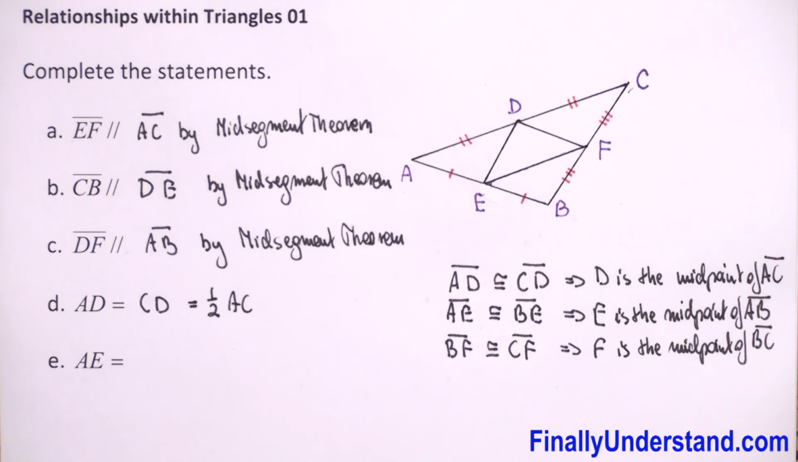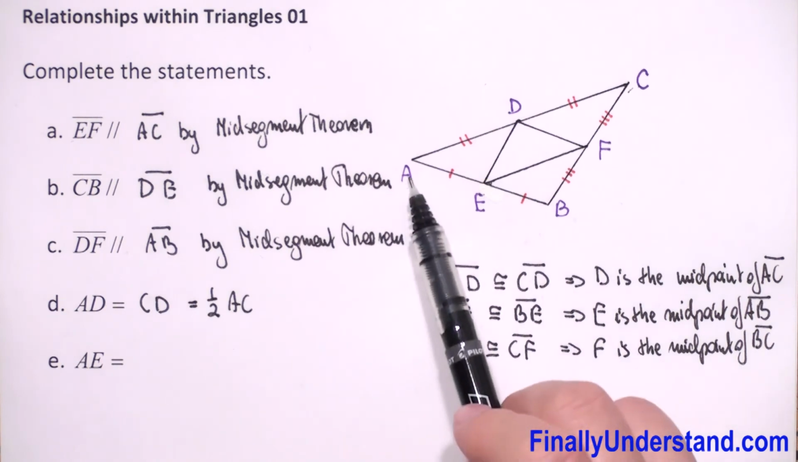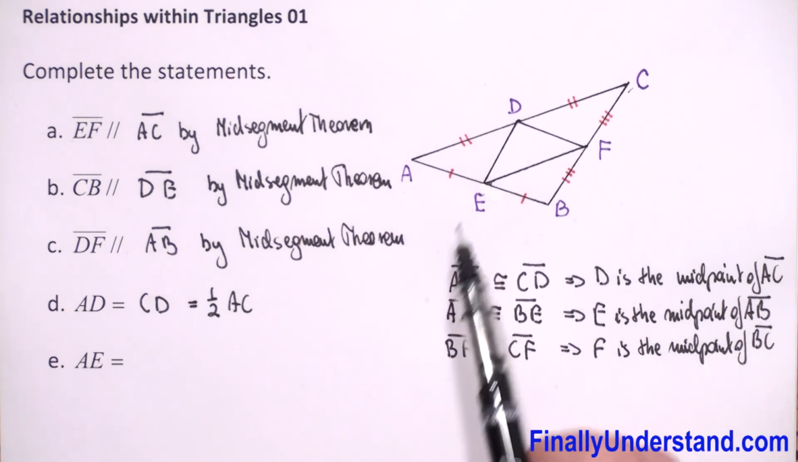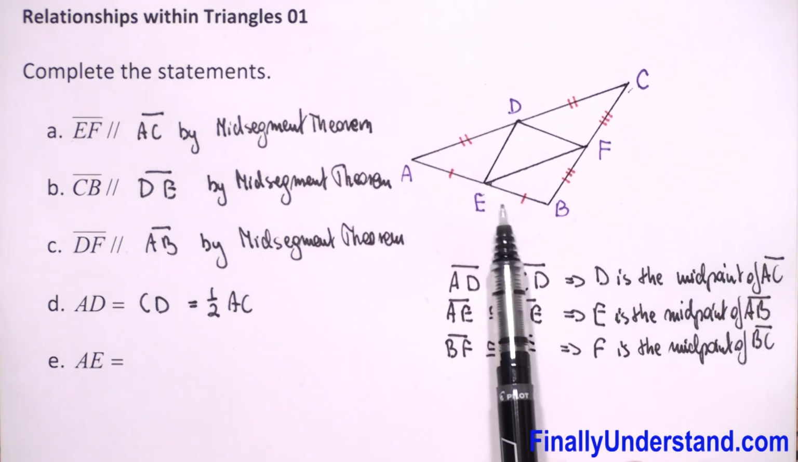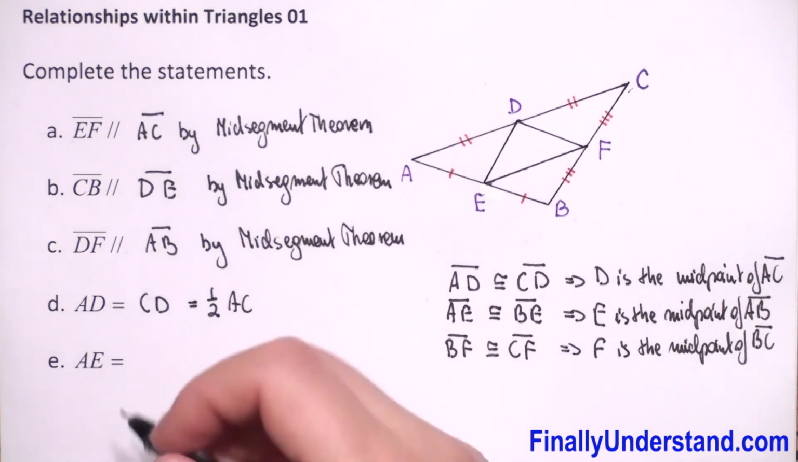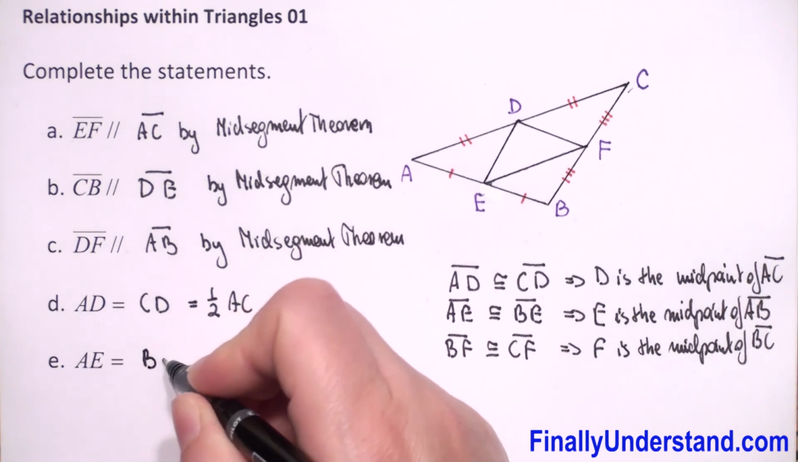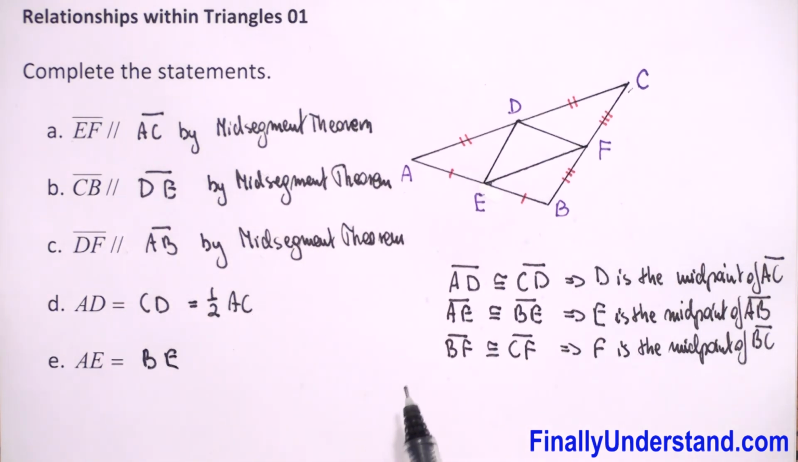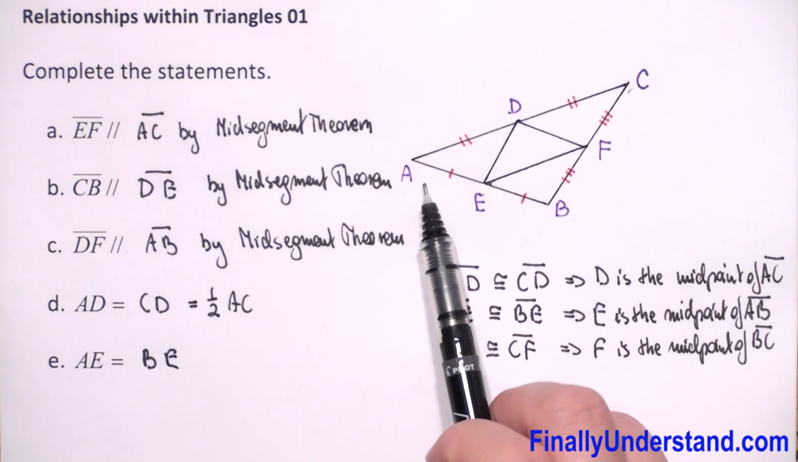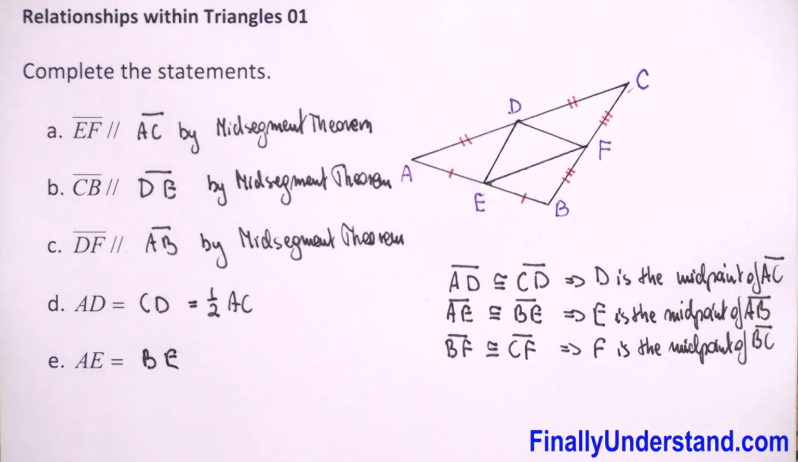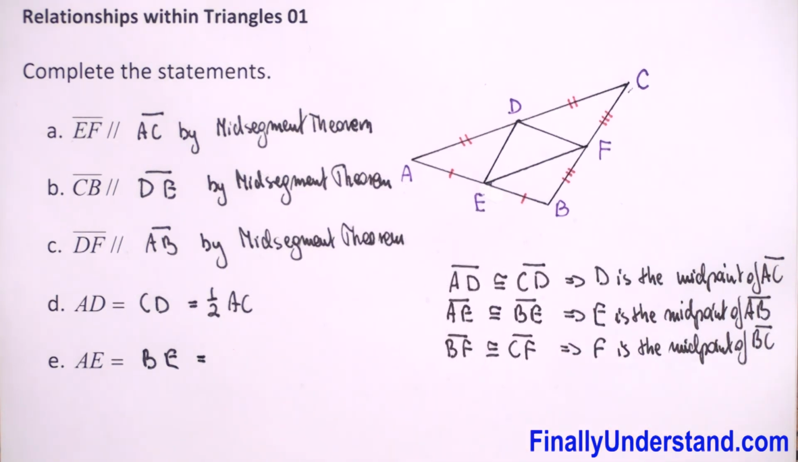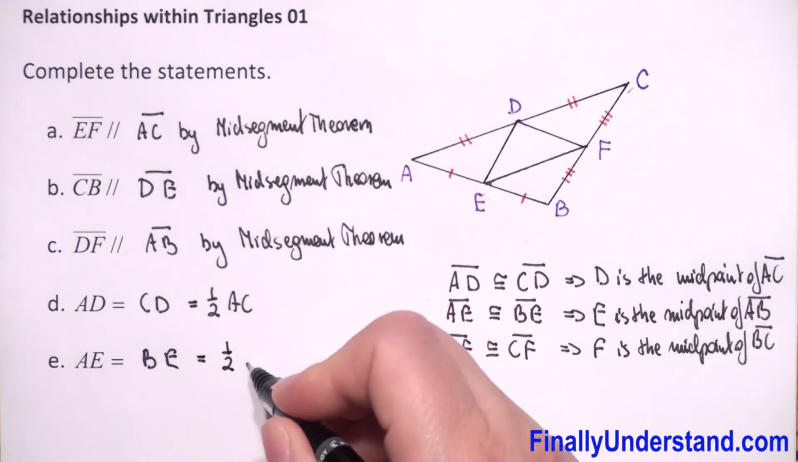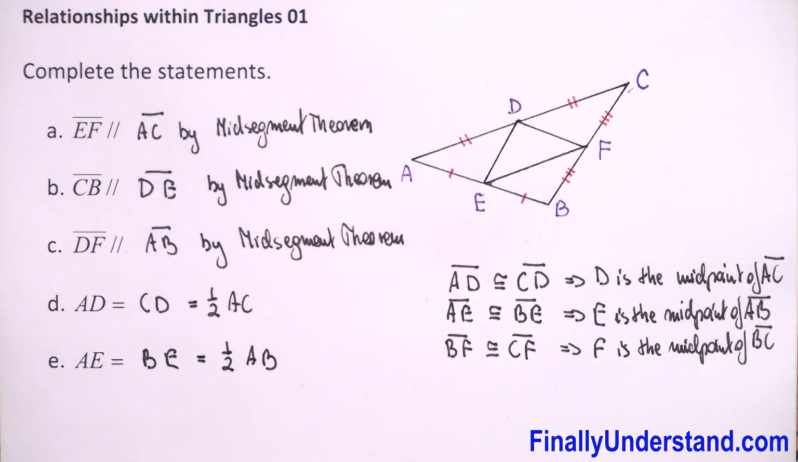And next question, we have to find AE. We have AE segment and we know that AE is congruent to BE because we have this 1 mark, so we can write that AE is equal to BE. And what else? Because AE is equal to BE, we can write that AE is 1/2 of segment AB. This is my solution.